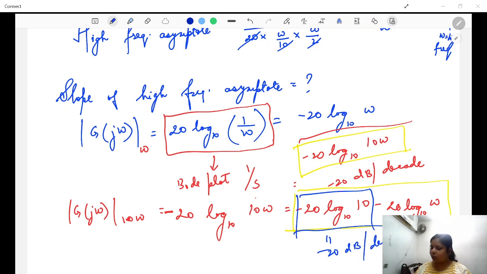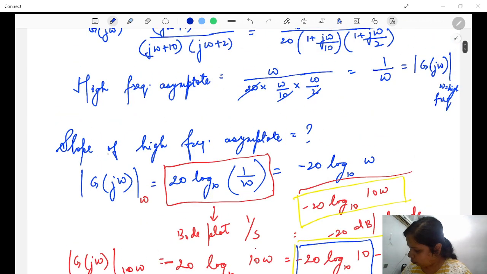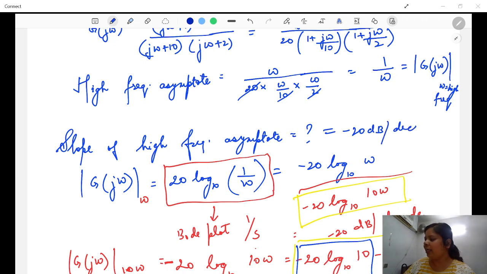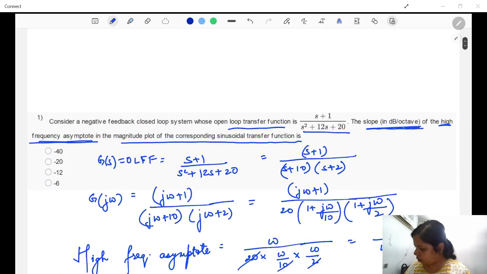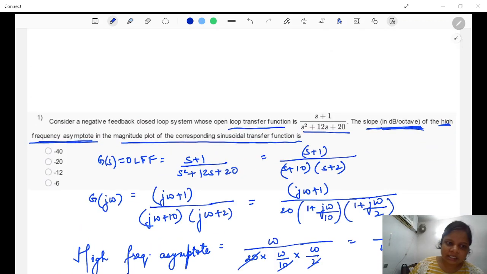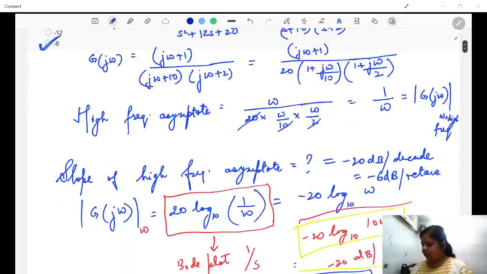That's why we can say here that the slope of high frequency asymptote is minus 20 dB per decade. What is minus 20 dB per decade equal to? Minus 6 dB per octave, right? Did we have this in the option? Yes. The question asked was in dB per octave. Mind this, you might have this question in exam and do not try to answer for dB per decade. You have minus 20 as well in the option. All right. We'll move to the next question.